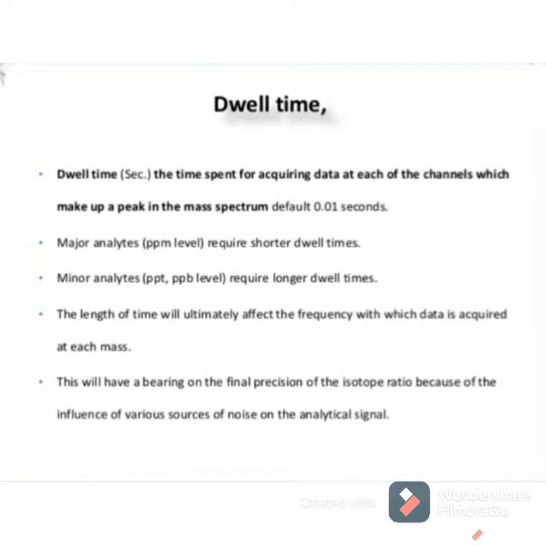The length of time will ultimately affect the frequency with which data is acquired at each mass. This will have a bearing on the final precision of the isotope ratio because of the influence of the various sources of noise on the analytical signal. This is called dwell time.